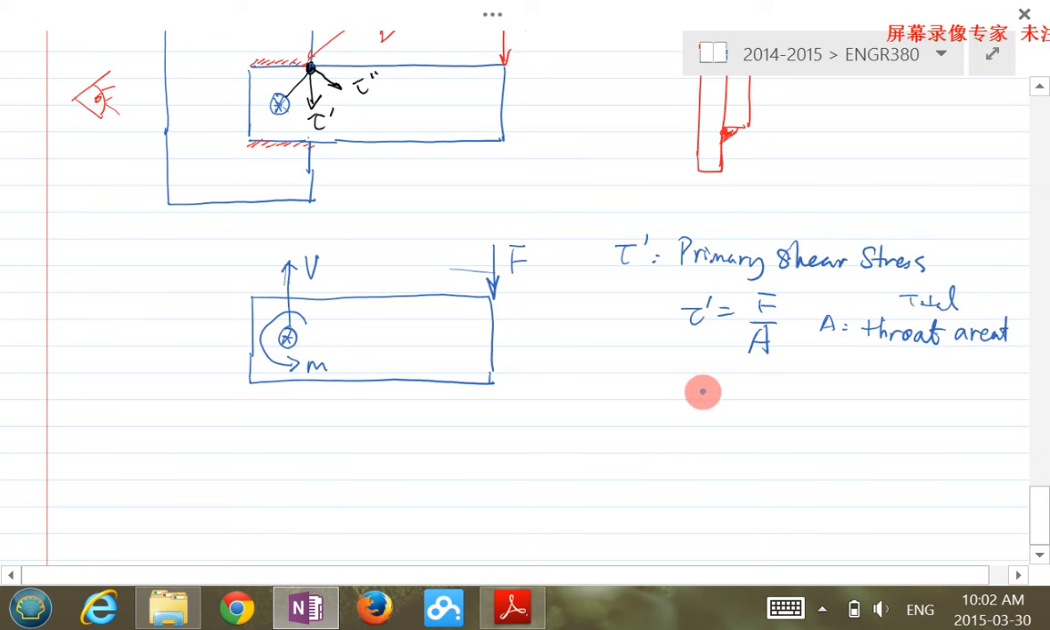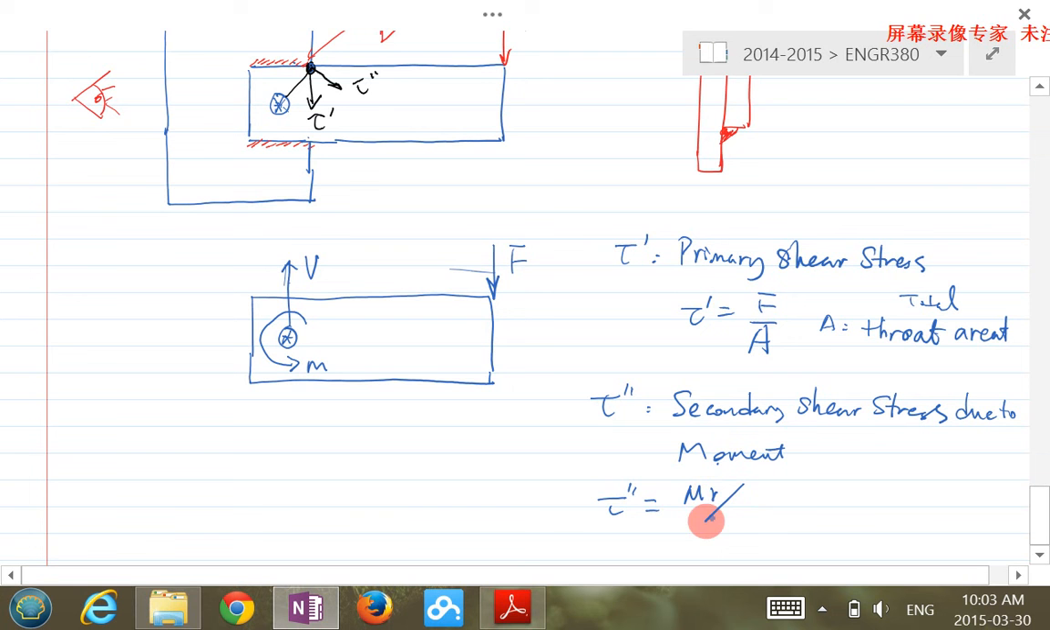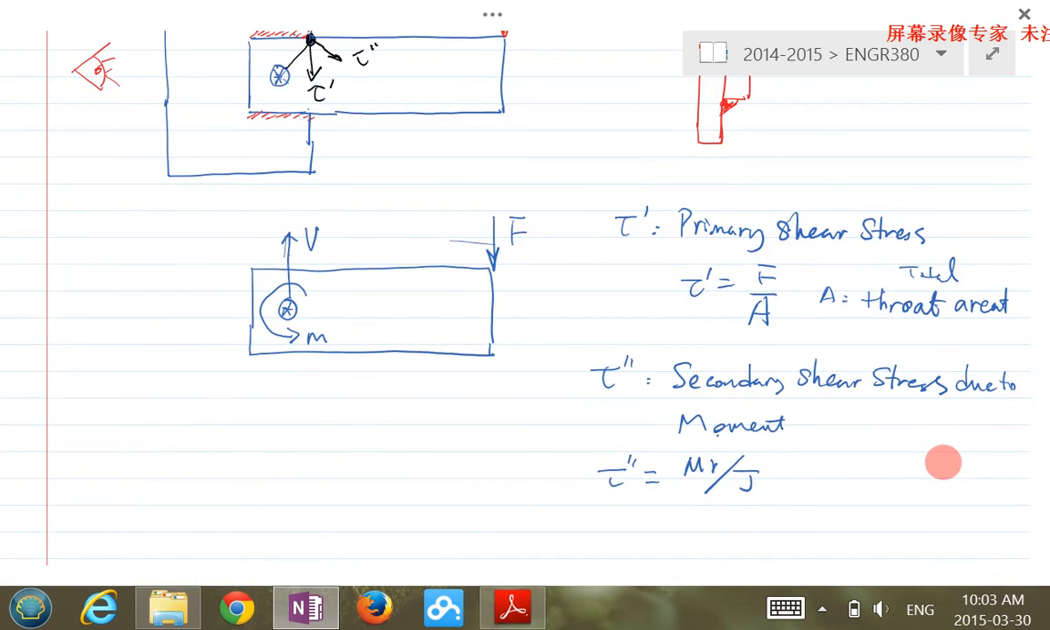And the tau double prime is what we call the secondary shear stress, due to the moment, due to this M moment. And how much is tau double prime then? So tau double prime equals basically M times R over J. So I'm not calling it bending normal stress. We can call it the bending shear stress.